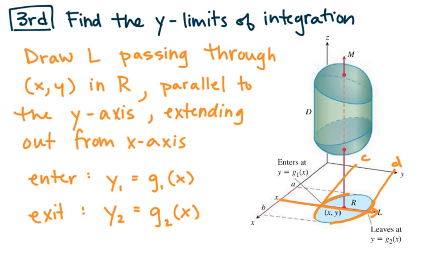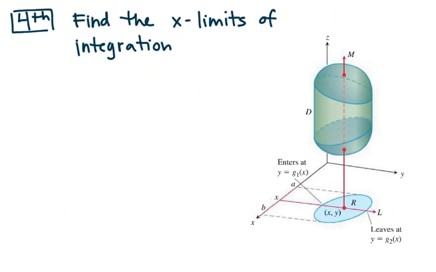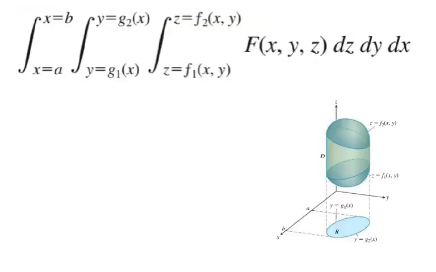And then my fourth step is to find those x limits of integration, which will be constants. So we will find the least and greatest x values on that x-axis. So how do we set this up?